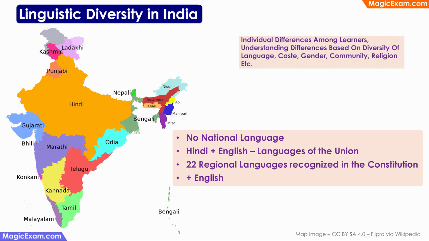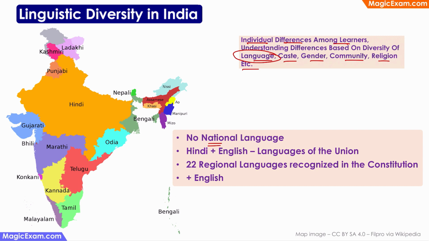If you recollect the title of this chapter, it is Individual Differences Among Learners because of language, caste, gender, community, religion, etc. So let us take a quick look at what is this language diversity or linguistic diversity in India all about. Well, in India, we don't have a national language. Right?